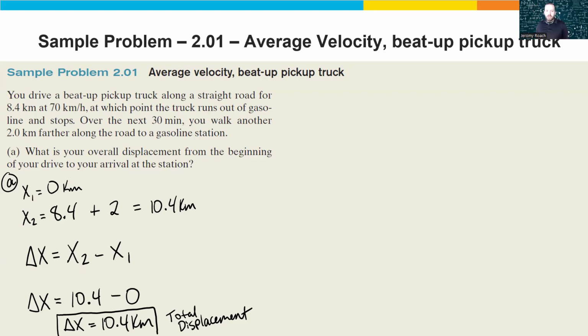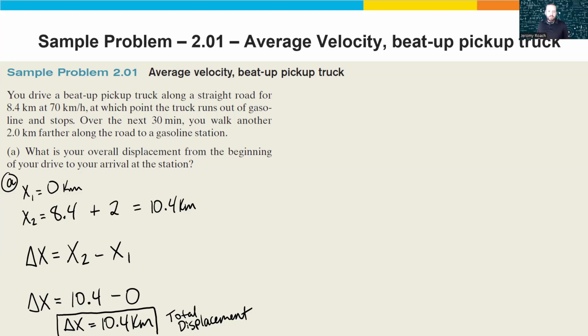So our x1 is going to be our starting value, our displacement. We're starting at 0, and we end up at the gas station. We drove for 8.4 kilometers and had to walk for 2 kilometers. So our ending position, I should say, x1 is our position for the beginning, x2 is our position for the end, is 10.4 for our ending position.